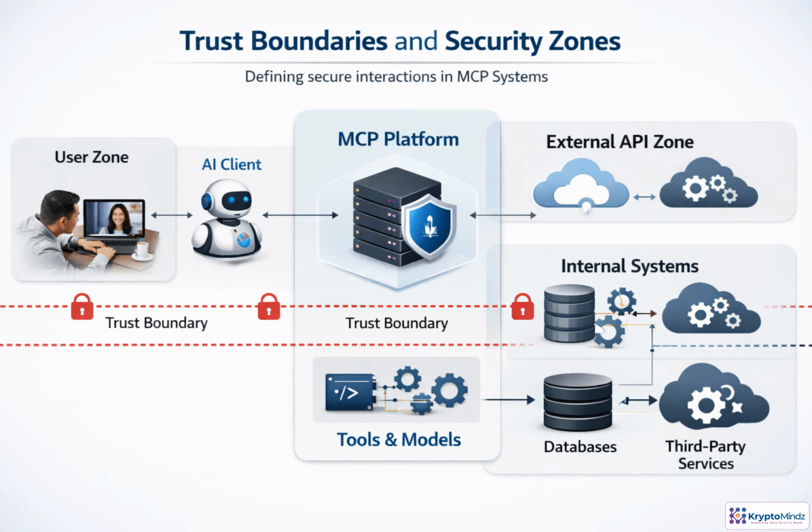Security decisions matter most where trust changes. User input is not trusted the same way as the AI client. The MCP server is not trusted the same way as internal databases or external APIs. Each crossing becomes a checkpoint. Validate the request, authenticate the caller, authorize the action, sanitize data, and log what happened. This becomes especially important in production, where many users, tenants, and integrations may share the same paths. Mapping boundaries helps reveal where credentials could be abused or sensitive data could escape.